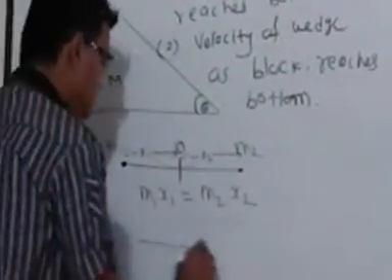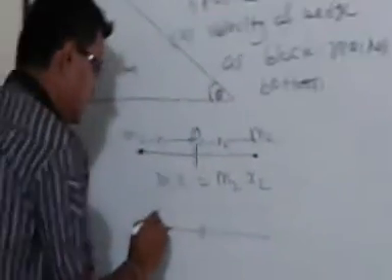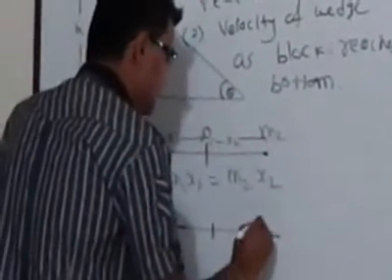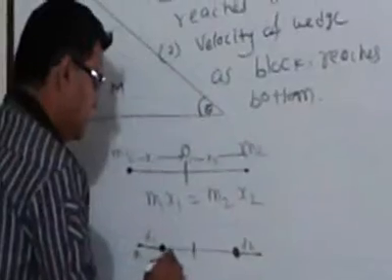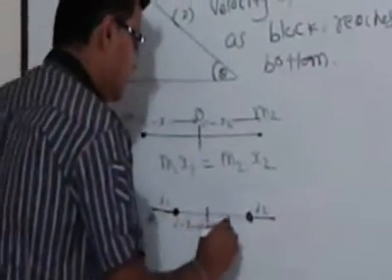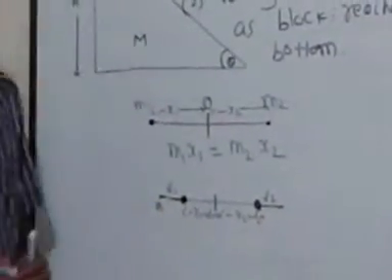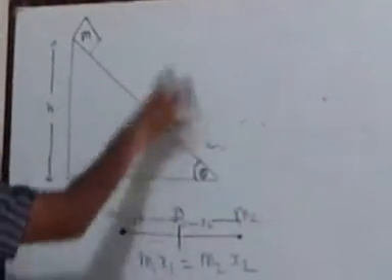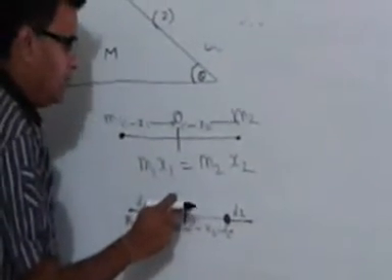Now let us consider a new situation in which the point block M1 moves through a distance d1 and M2 moves through a distance, say, d2. These are their new positions. Obviously, this distance will be x1 minus d1 and this distance will be x2 minus d2. As there is no external force acting on this system, the center of mass must again remain at origin.